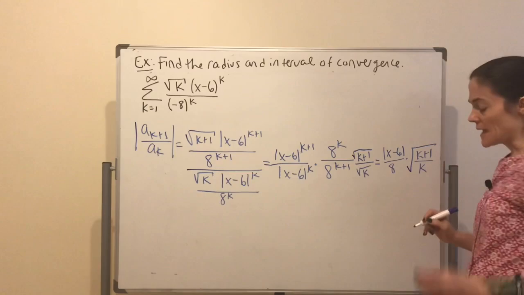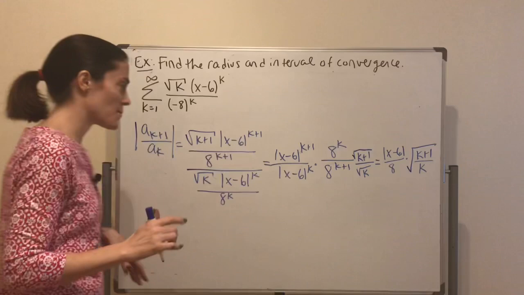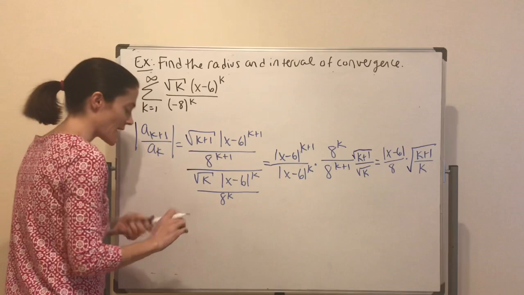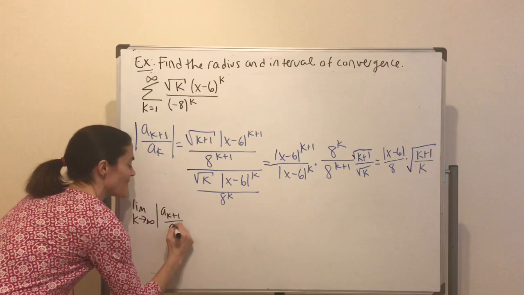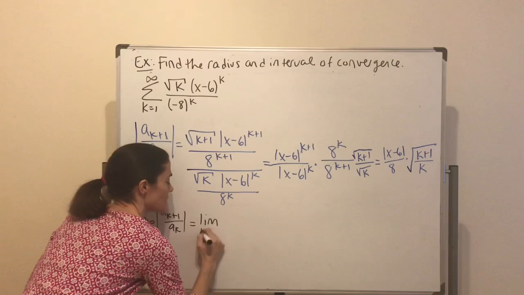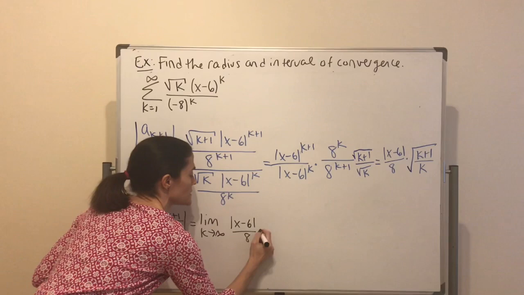I think it was the second or third example that we did. Okay, now I have this simplified. I am ready to take a limit as k goes to infinity. The limit as k goes to infinity of the absolute value of a_{k+1} over a_k is the limit as k goes to infinity of the absolute value of (x minus 6) over 8 times the square root of (k+1) over k.